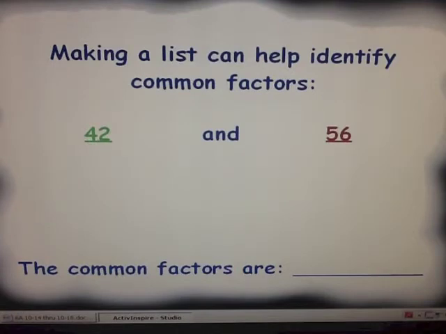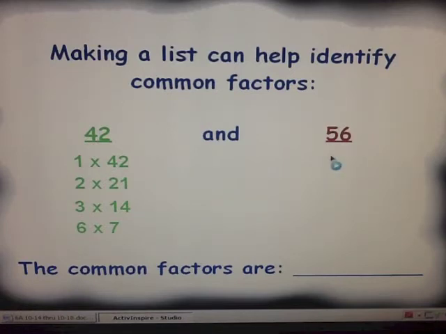Okay, let's try this example. Make a list of common factors for 42 and 56. So we'll start with 42. I know 1 times 42 equals 42, and I'm going to use my divisibility rules. I can divide 42 by 2 because the last digit is an even number. So 2 times 21. Is 42 divisible by 3? Well, 4 plus 2 is 6, which is divisible by 3. So yes, 3 times 14 are the factors for 42. And then there's 6 times 7.